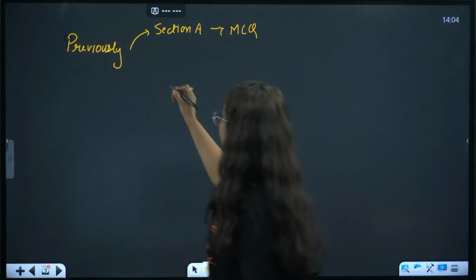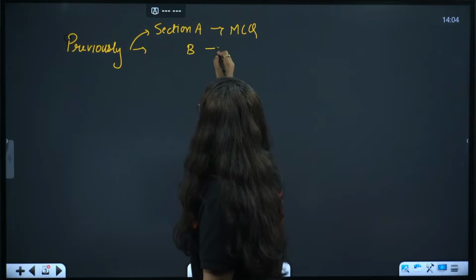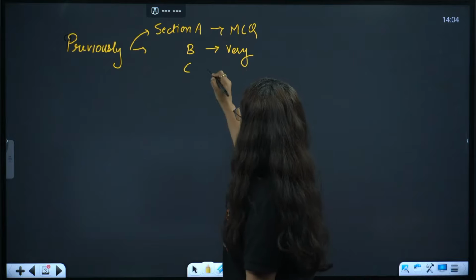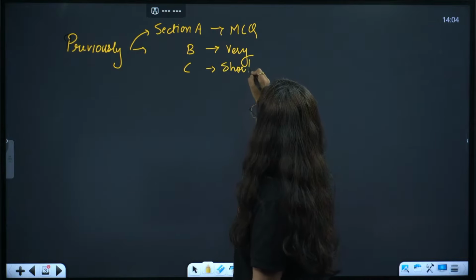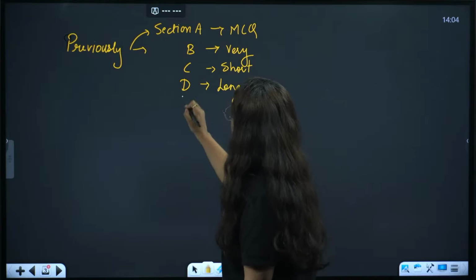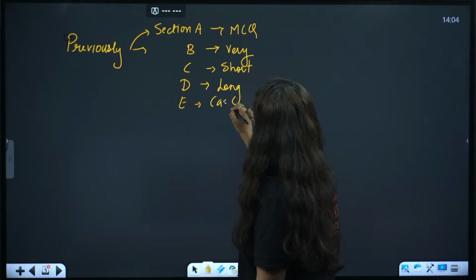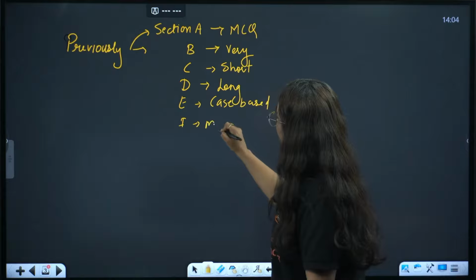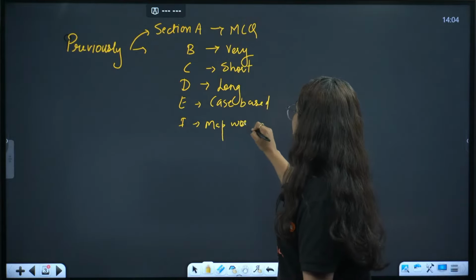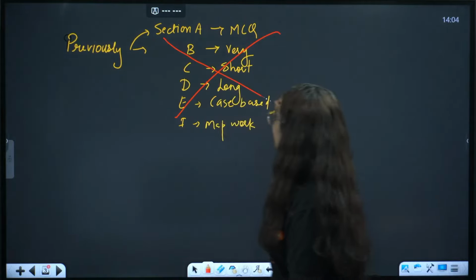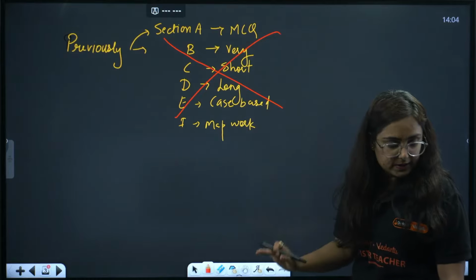There was a Section B which dealt with all the very short answers, Section C with the short questions, then Section D with long answers. Then Section E consisted of case based questions, and Section F was for map work. So will the same pattern follow this year? No, not at all. The same pattern does not follow this year.